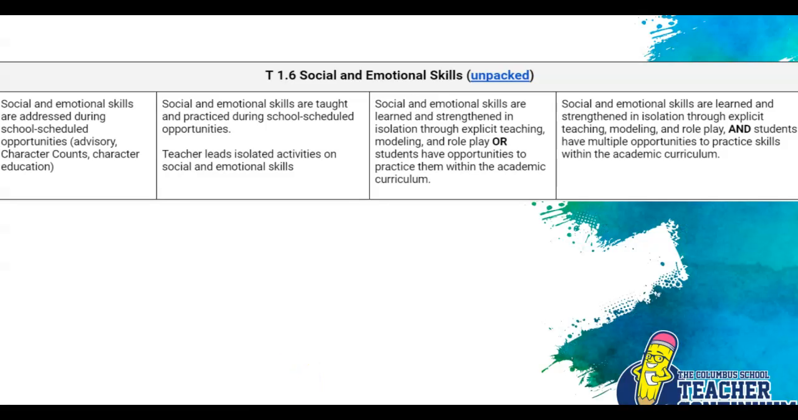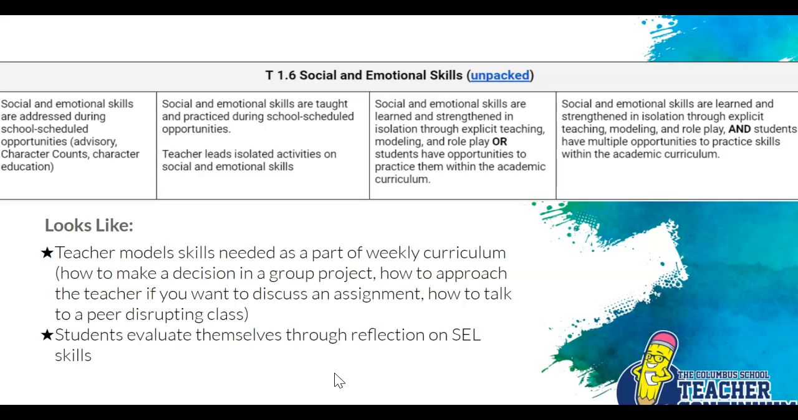You're now in subtopic 6, Social and Emotional Skills. Take a moment to read from left to right. In a classroom with practices towards the right side of the continuum, this might look like the teacher modeling skills needed as part of the weekly curriculum, such as how to make a decision in a group project, how to approach the teacher if you want to discuss an assignment, how to talk to a peer that's disrupting class, and so on. Or students evaluating themselves through reflection on social emotional learning skills.